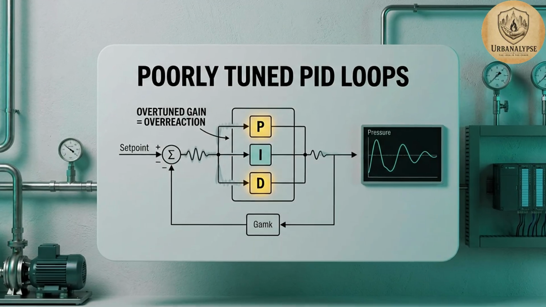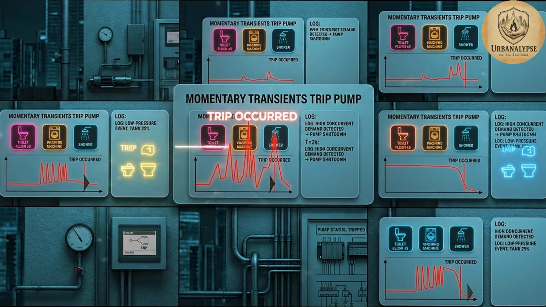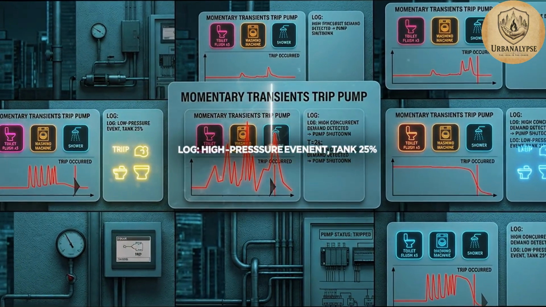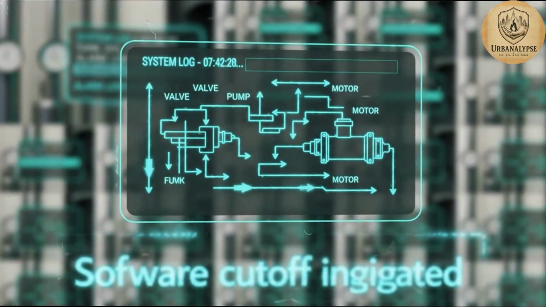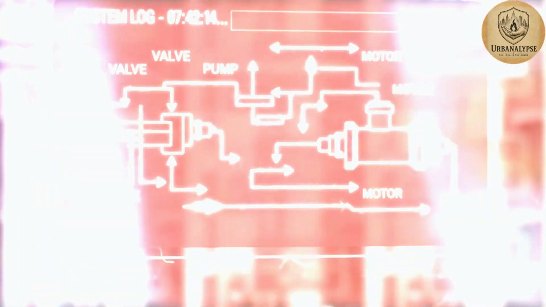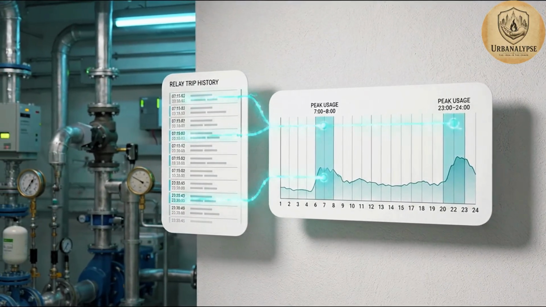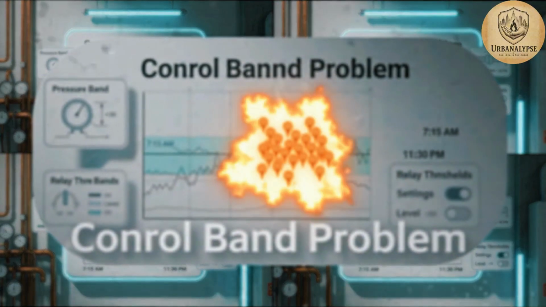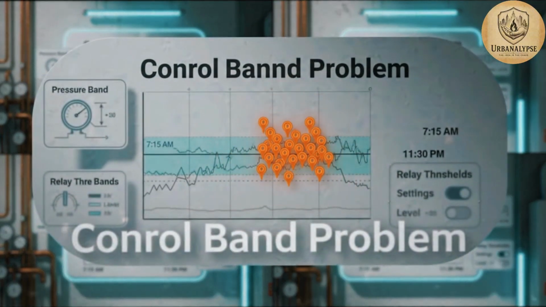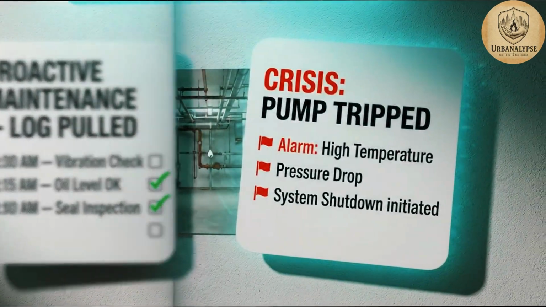Poorly tuned PID loops accelerate this. An overtuned gain causes overreaction to momentary transients. 3 toilets flushing, a washing machine filling, pump trips, log records a low pressure event, tank at 25%. Software cutoffs leave logs. Pull your relay trip history and map timestamps against peak usage windows. If trips cluster at 7:15 a.m. and 11:30 p.m., that is a control band problem. The people who prepare in silence already pulled that log before it became a crisis.